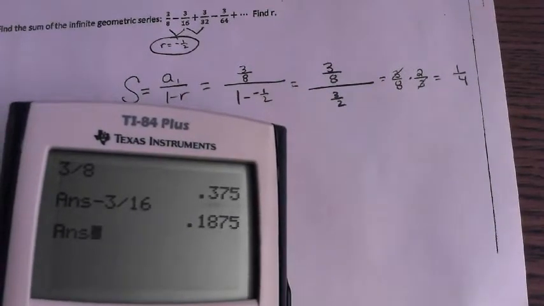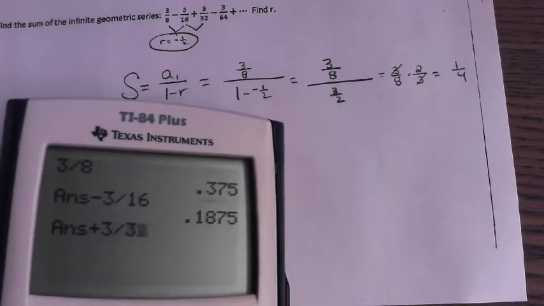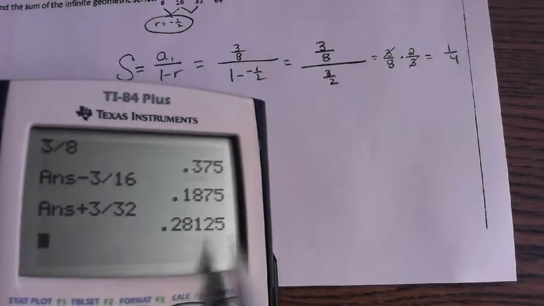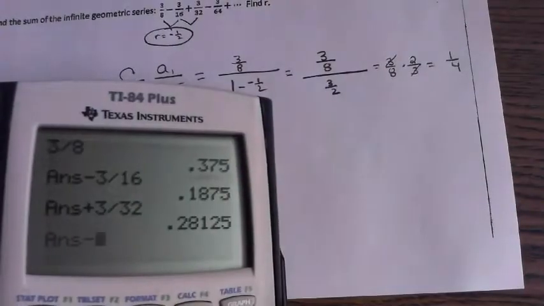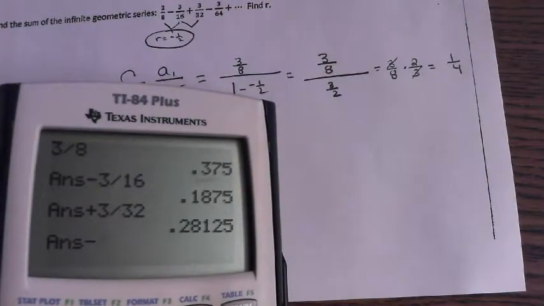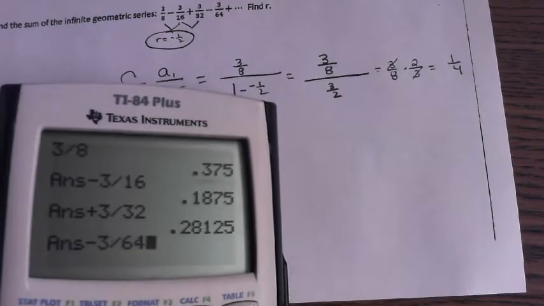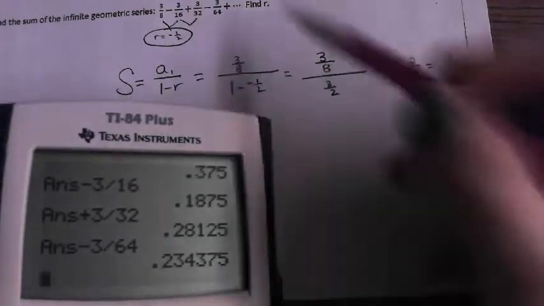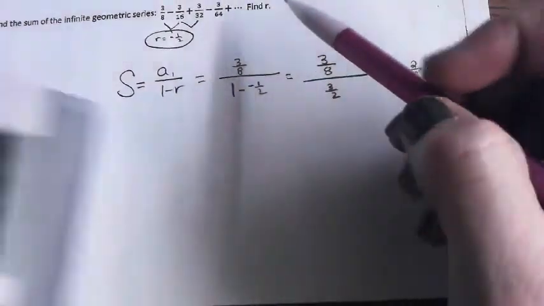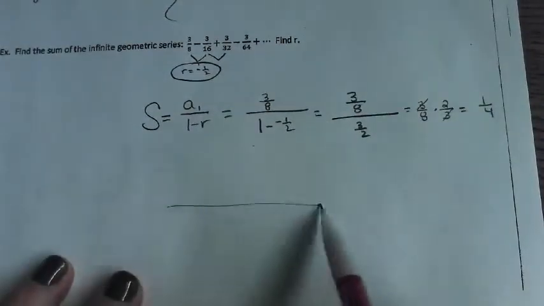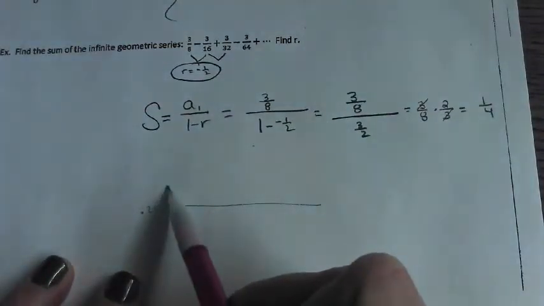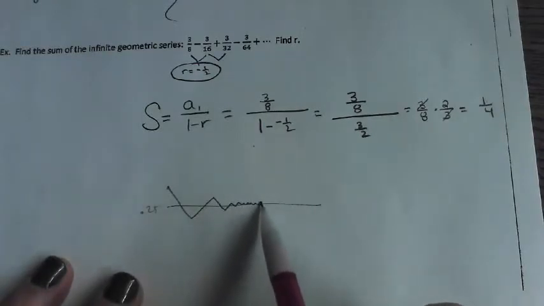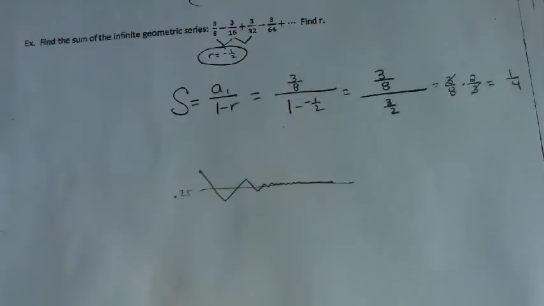Add 3/32, and we're going to be back above 0.25, but not by much. And then subtract your next term, minus 3/64, and we're going to be back below 0.25, but not by much. What keeps happening is, because we're adding and subtracting less and less every time, if this is 0.25, we were above it by a decent amount, then below it, then above it, then below it, and we'll just keep doing this, and you really target in on 0.25.